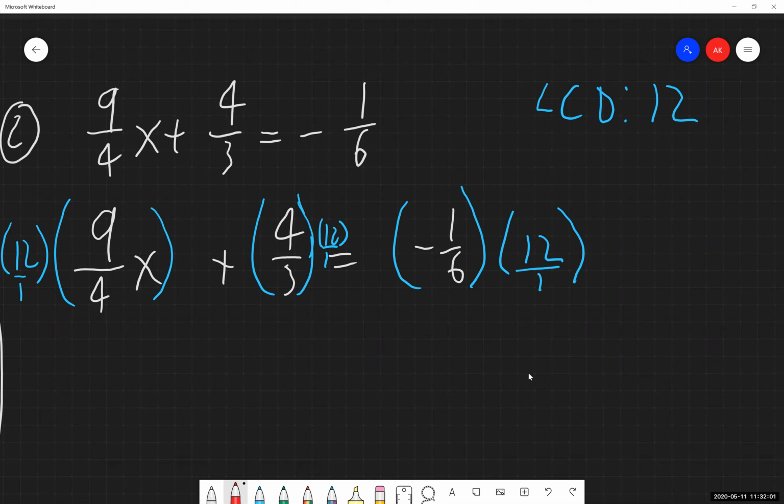Going left to right, we have 12 on top, 4 down below. So this is going to give us 27x. Going over, I have a 12 on top, a 3 down below. 4 times 4 is going to give me 16. And on the right-hand side, I've got 12 on top, 6 down below. Multiply straight across, and that's going to give me a negative 2.